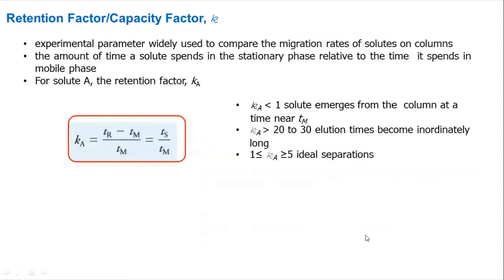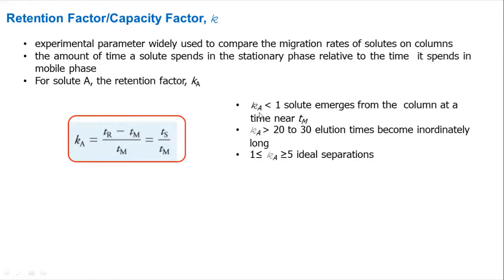Okay. Retention factor or capacity factor denoted by small letter k. So it is an experimental parameter widely used to compare the migration rates of solutes on columns, the amount of time a solute spends in the stationary phase relative to the time it spends in the mobile phase. So for solute A, the retention factor is expressed like this.